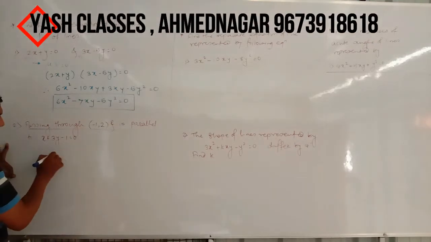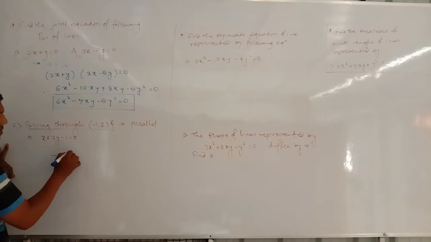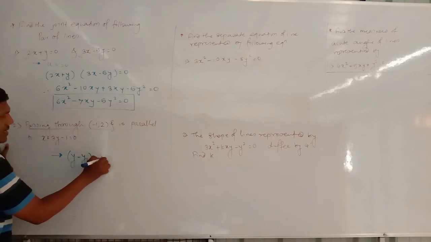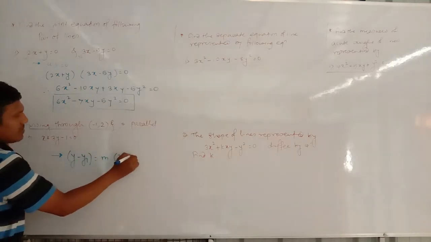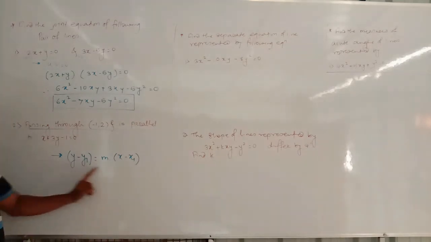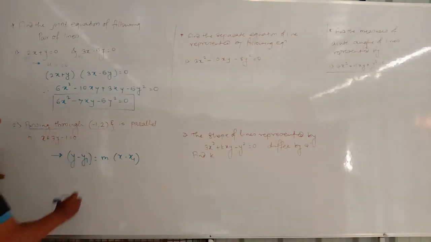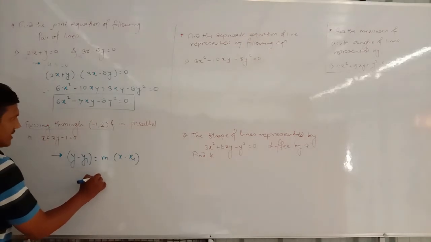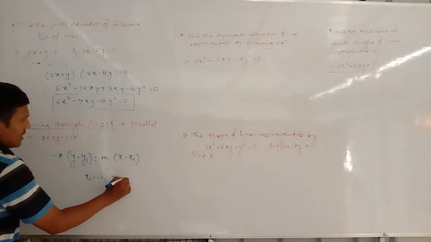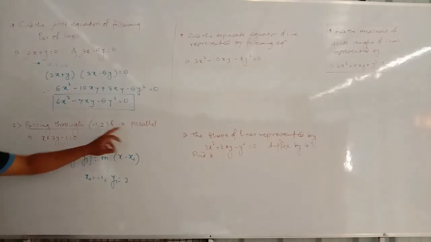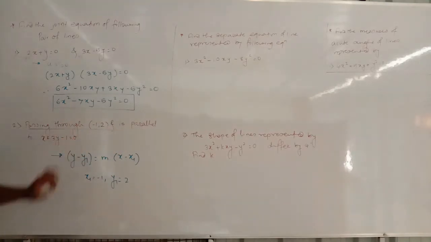So here the basic equation of line is y - y1 = m(x - x1). This is the basic equation of a line. As the line passes through (-1, 2), the value of x1 is -1 and y1 is 2, and it is parallel to x + 3y - 1 = 0.